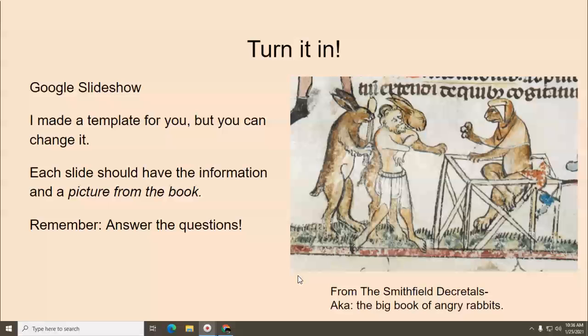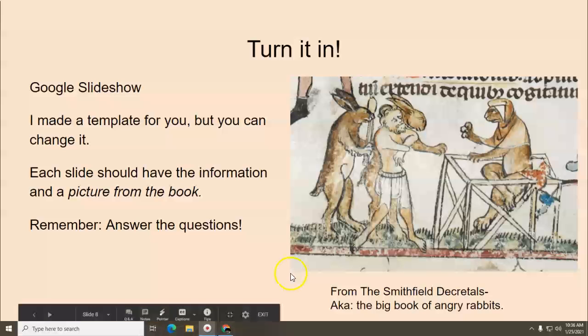Okay? And then over on the right is one of my favorite ancient books, the Smithfield Decretals, which were actually a very serious book of laws, but the margins are illustrated with lots of angry rabbits. Yeah, like these guys. Angry rabbits. All right.